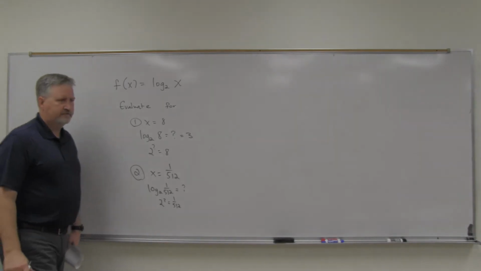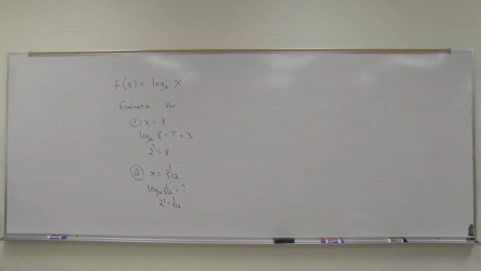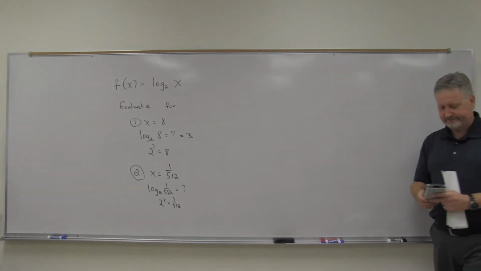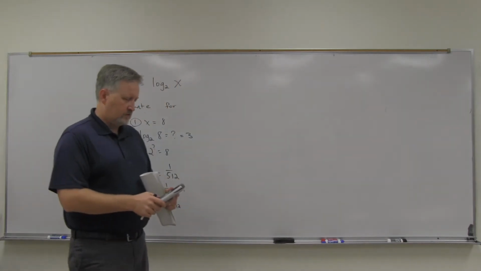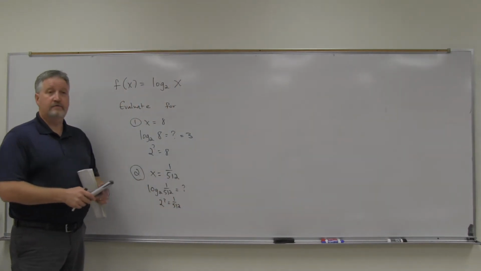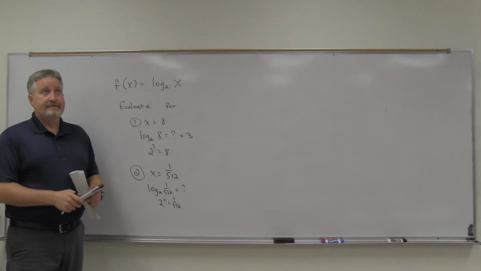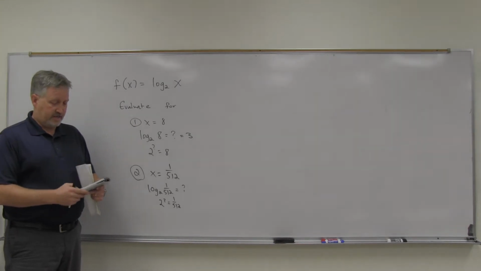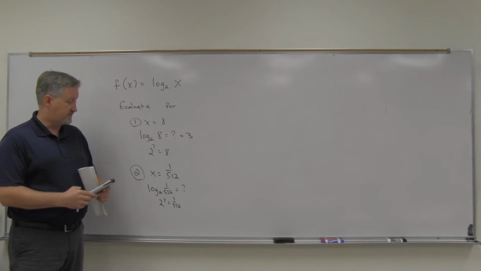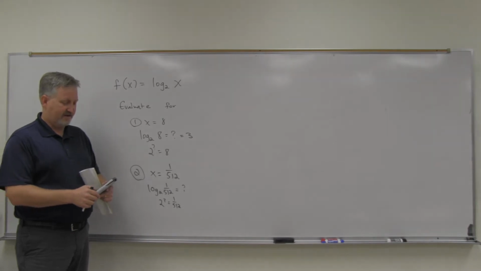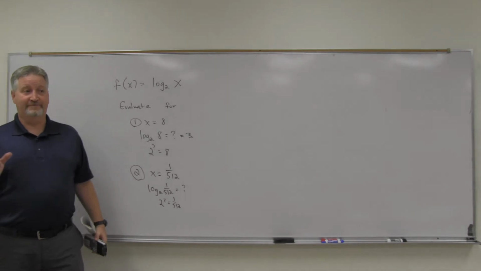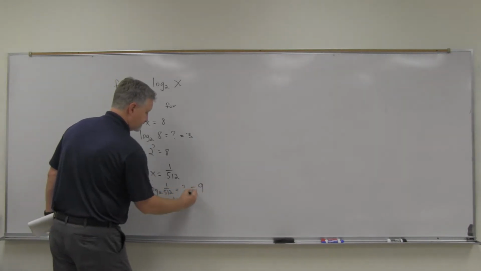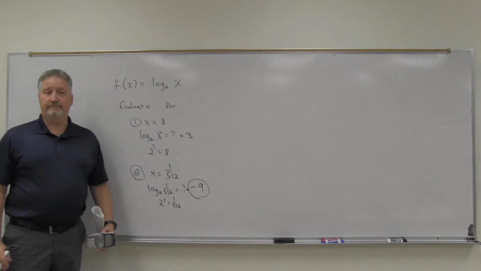Is there a power of 2 that gives me 512? It's bigger than 5. 2 to the 7th is 128. 2 to the 8th is 256. 2 to the 9th is 512, so what's the answer here? Negative 9. So the value here is negative 9.